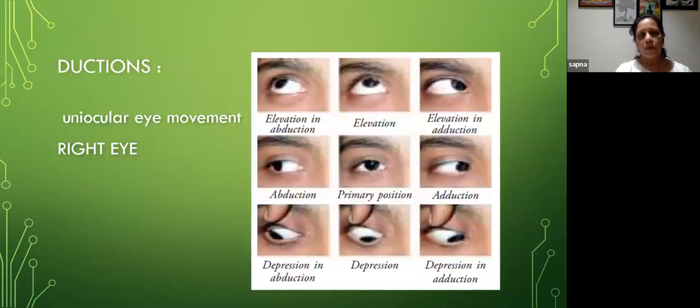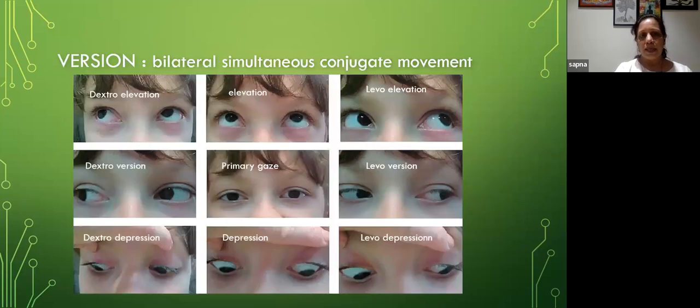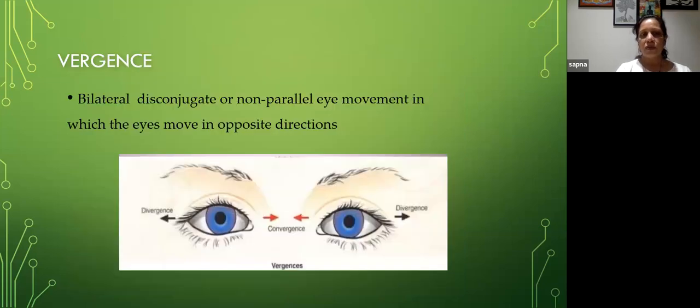So ductions, we always remember it's a uniocular movement. When we talk of ductions, it is in one eye. Here I have shown you in a right eye: abduction, adduction, primary position, depression, elevation, elevation in adduction or depression. So when we talk of versions, it is a bilateral simultaneous conjugate movement. Primary gaze, elevation and depression remain the same. Now we get dextro elevation, dextro version, dextro depression, levo depression, levo version, and levo elevation. Vergence is bilateral, disconjugate, or non-parallel eye movements in which both the eyes move in opposite directions, the convergence and divergence.